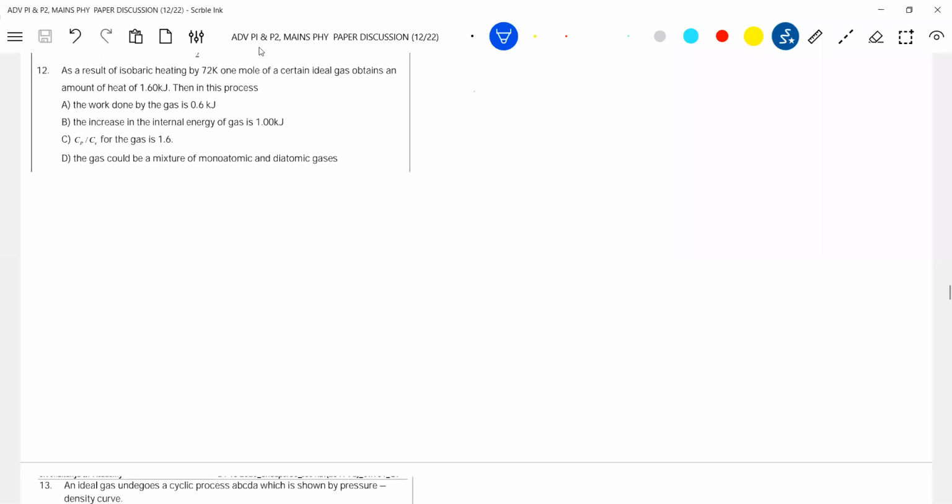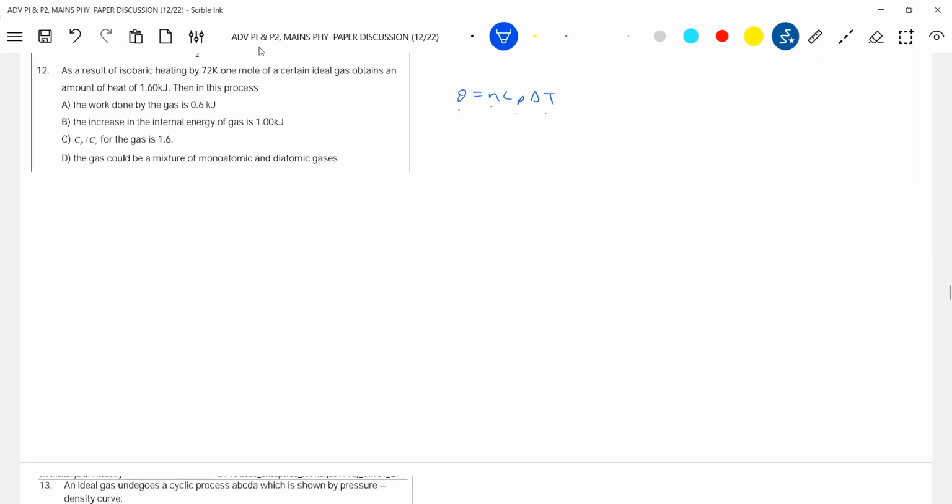This one. So we have Q is equal to nCP delta T. One more is telling Q what we have, and delta T. Check the value of CP. So then look at the CP. It's a mixture of monoatomic and diatomic gases.